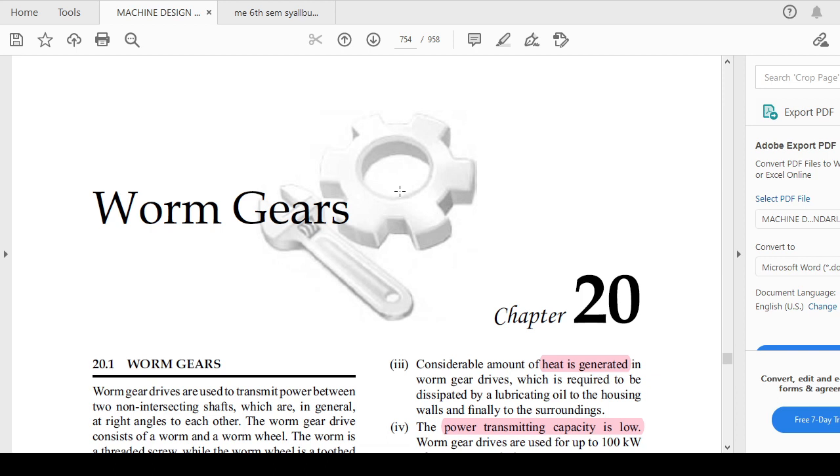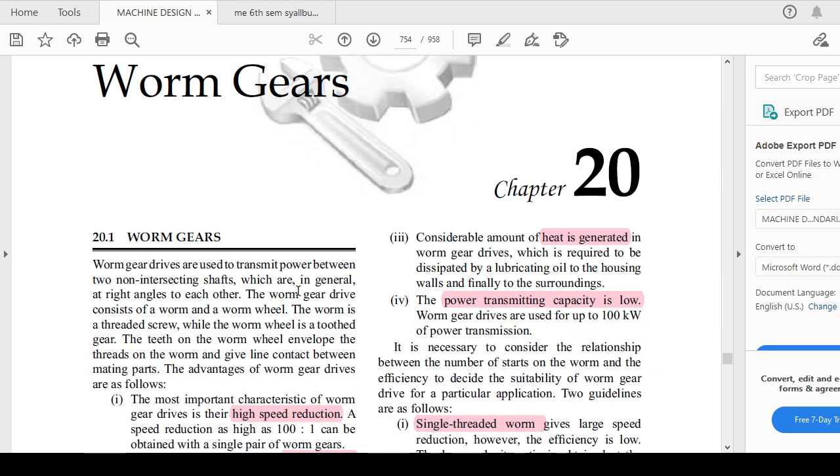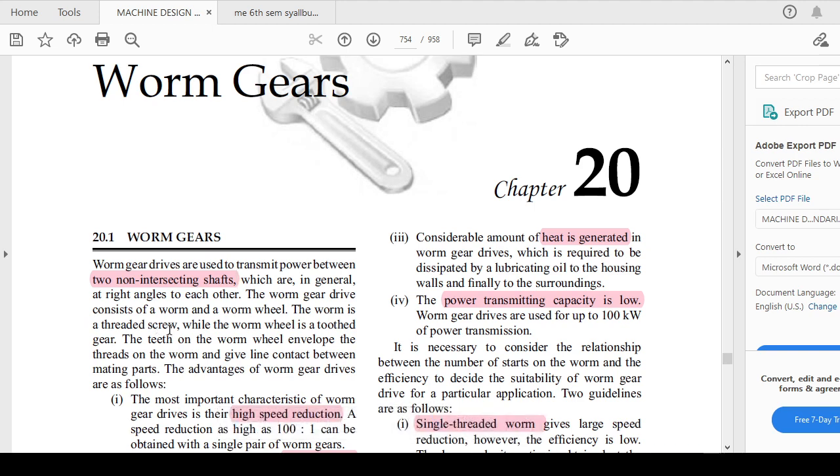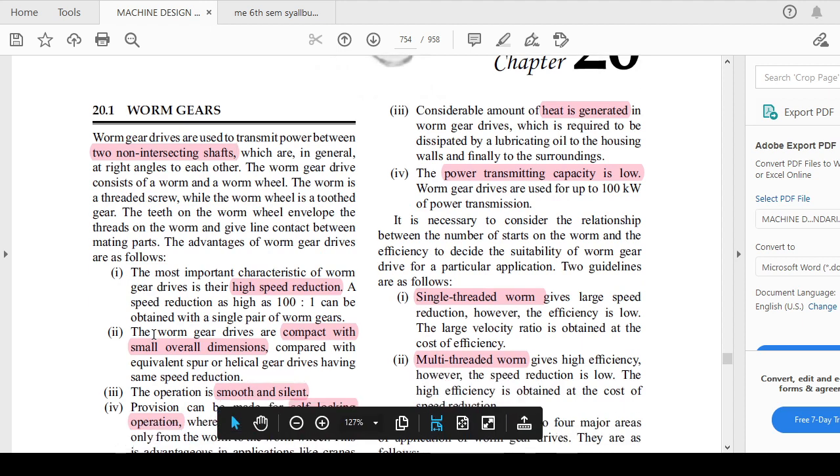Worm gear is used to transmit power between two non-intersecting shafts, which are generally at right angle. The worm gear drive consists of a worm and a worm wheel. The worm is a threaded screw, while the worm wheel is a toothed gear. Now, what are the basic characteristics?